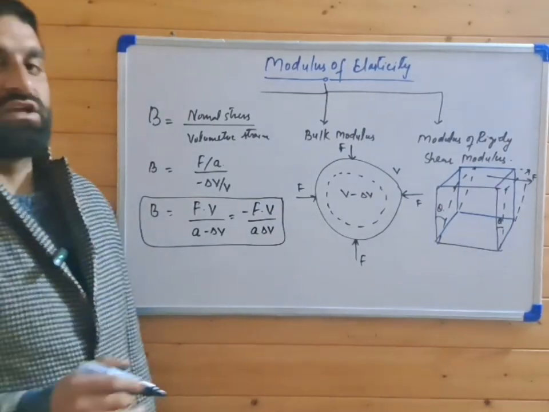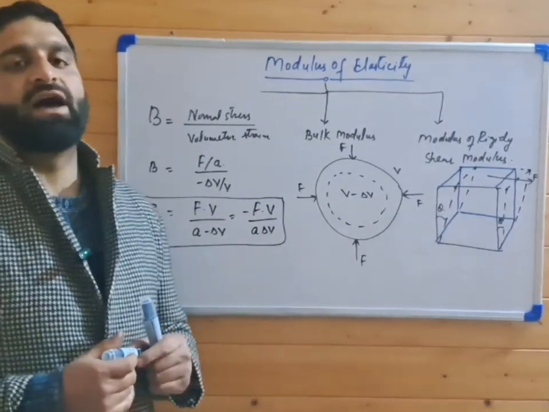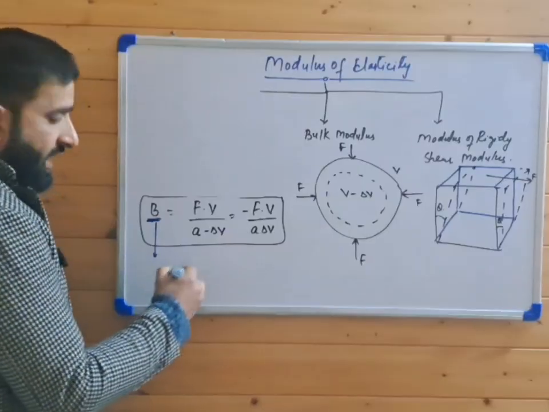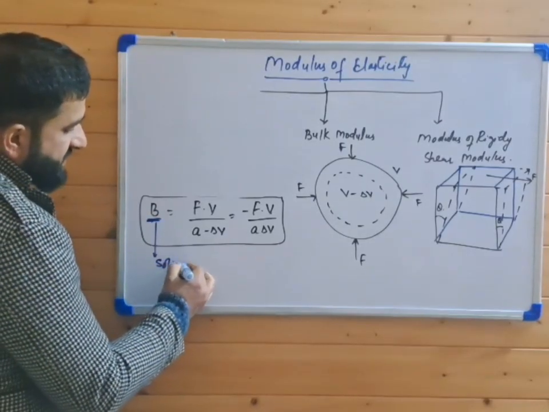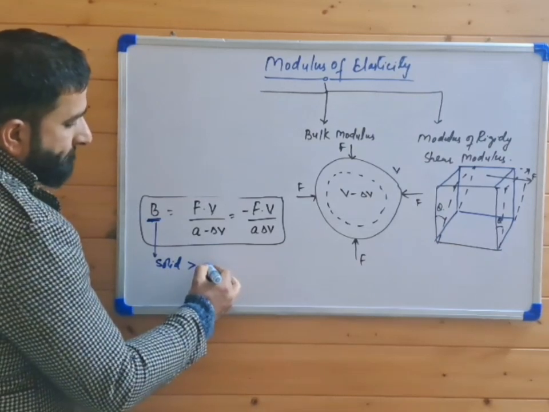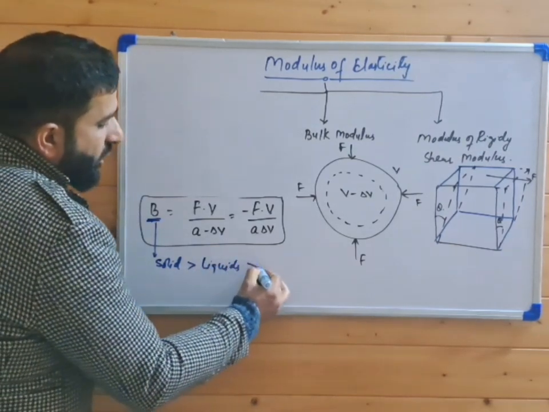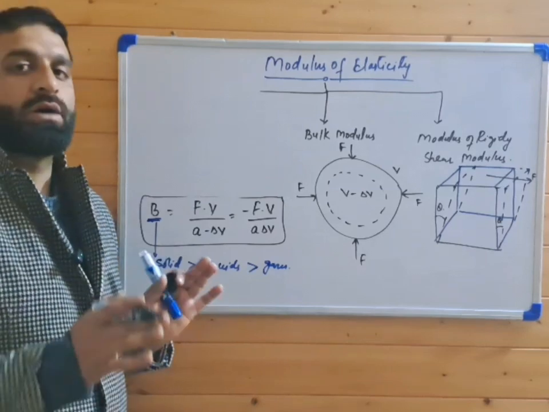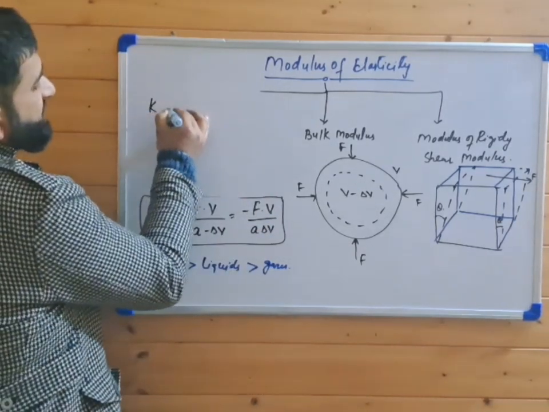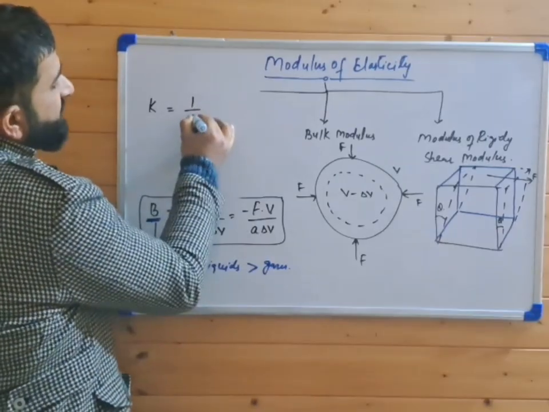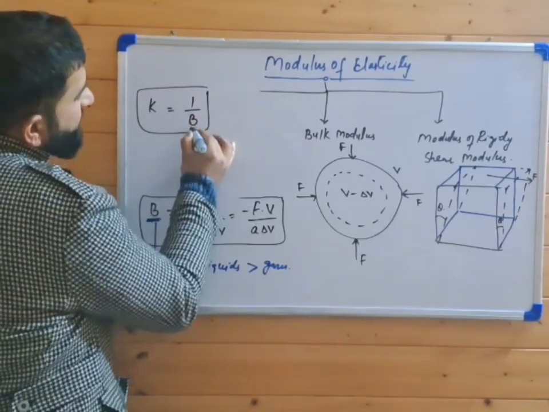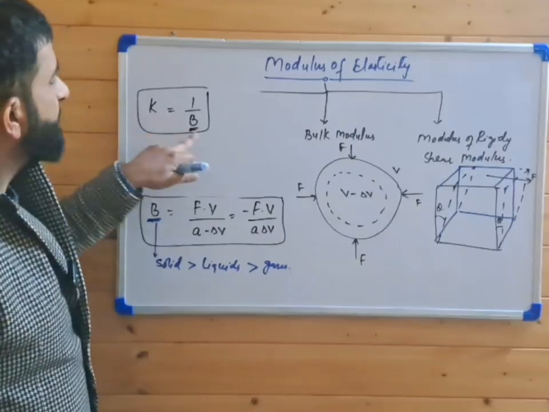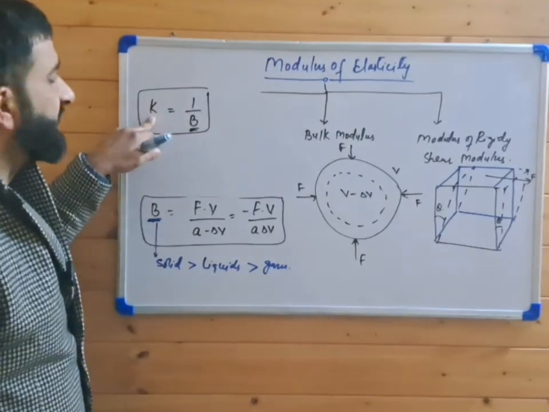Now the solids, liquids as well as the gases have got the value of bulk modulus. The value of bulk modulus B is higher for the solids, lower for the liquids and lowest for the gases. It can be best understood when we talk of compressibility. Compressibility is defined as the inverse of bulk modulus. That means if the bulk modulus is high, the compressibility is low. If the bulk modulus is low, the compressibility is high.